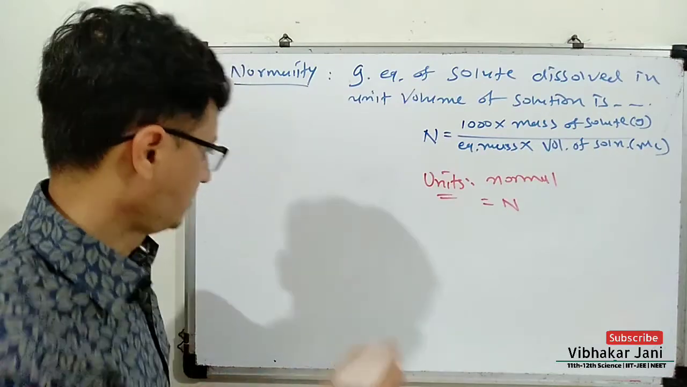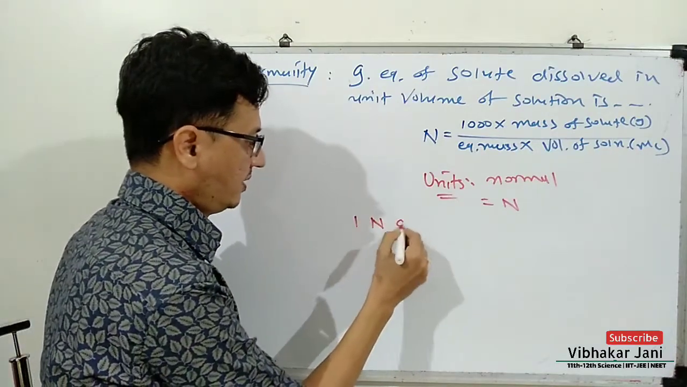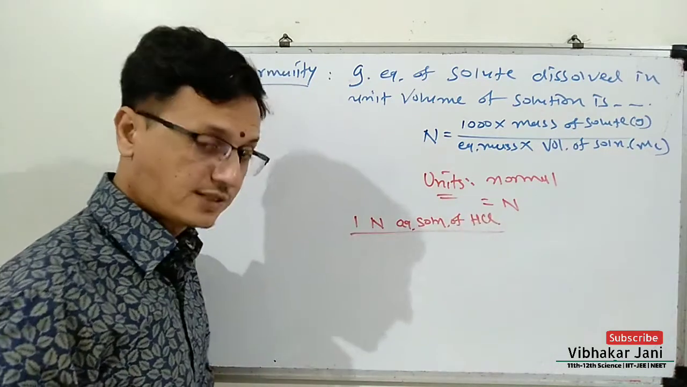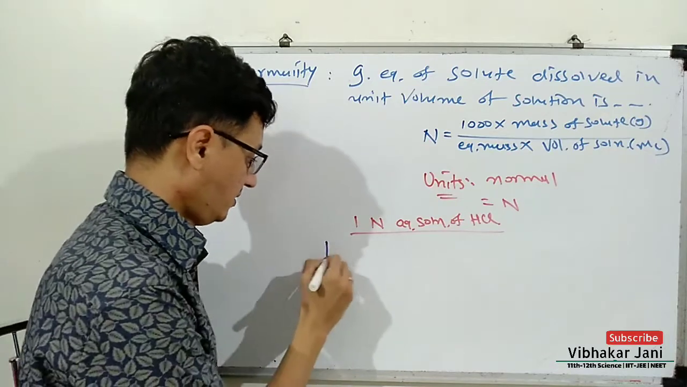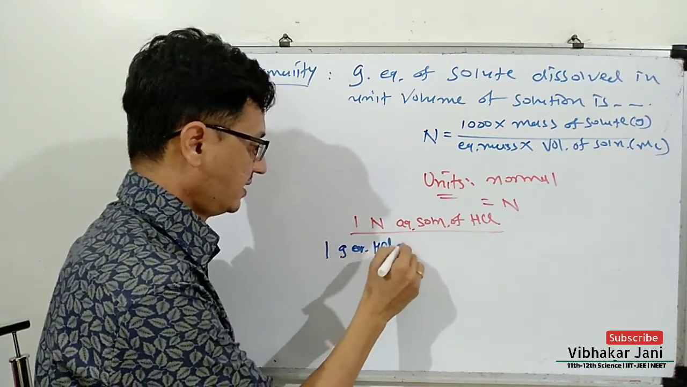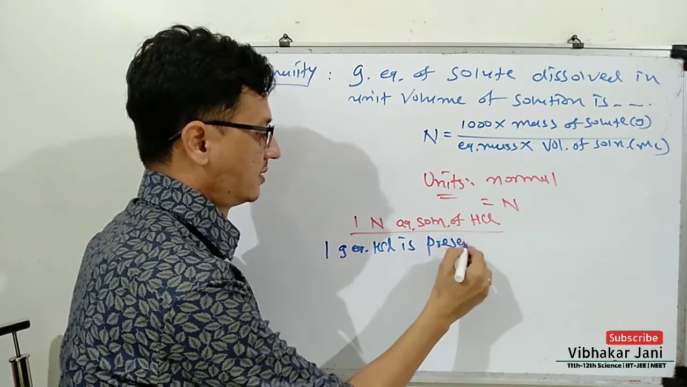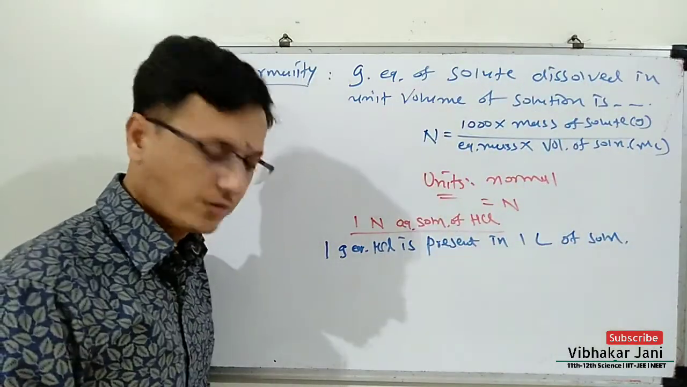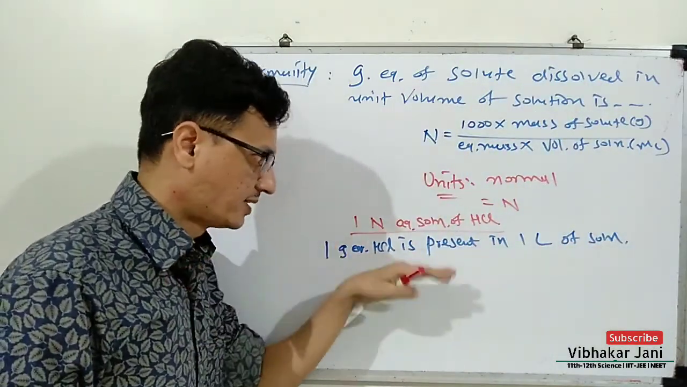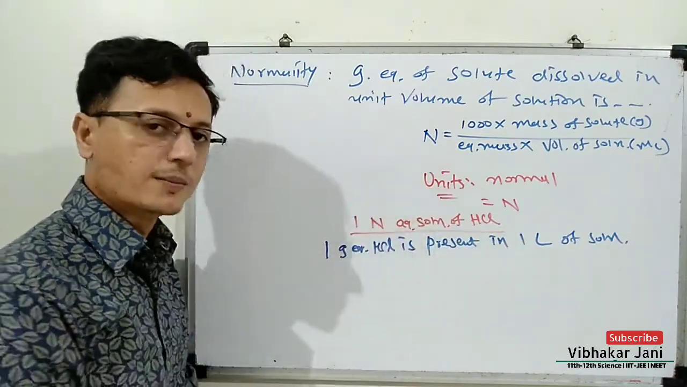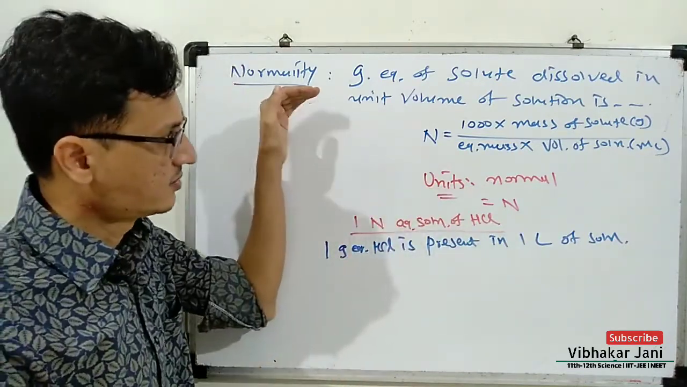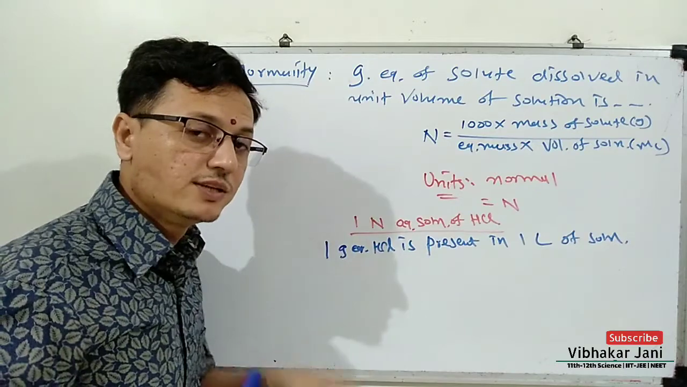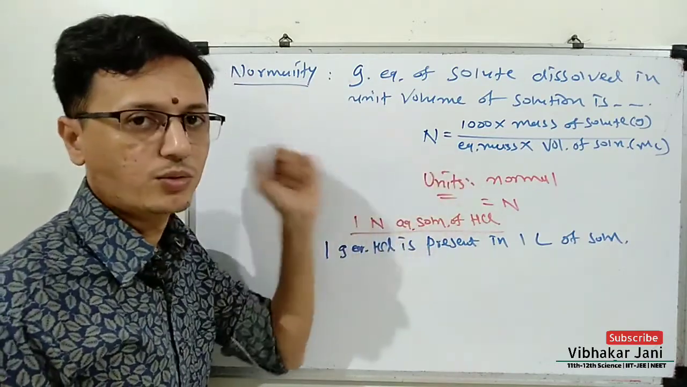So if somebody says 1 normal aqueous solution of HCl, then what does it mean? It means 1 gram equivalent HCl is present in 1 liter of solution. So here this is the definition as well as formula of normality. Just pause the video, write down all these things, then we will see some numerical problems regarding normality.